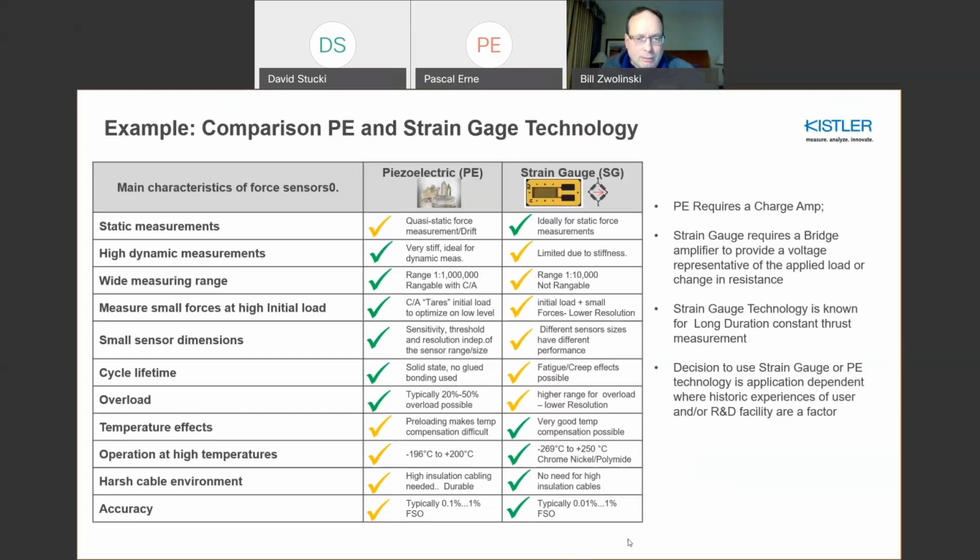Good cable properties as well as good accuracy properties. So for sure, there are decisions to be made in terms of PE and strain gauge technology. A lot of times strain gauge is really the one that's been used over the years for static, long duration measurement. Because as I mentioned before, piezoelectric can have drift associated with it, and certainly if it's a low level force, drift will be more prominent. For high level force, drift often is insignificant to the thrust measurement. So it's absolutely an option for some scenarios and some applications for sure.